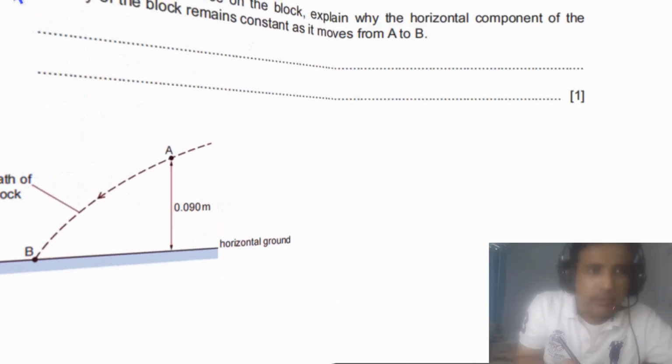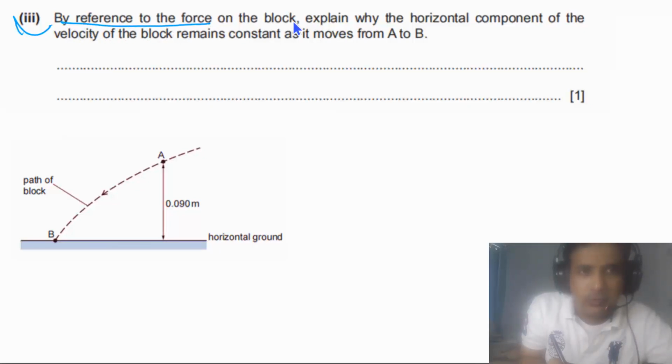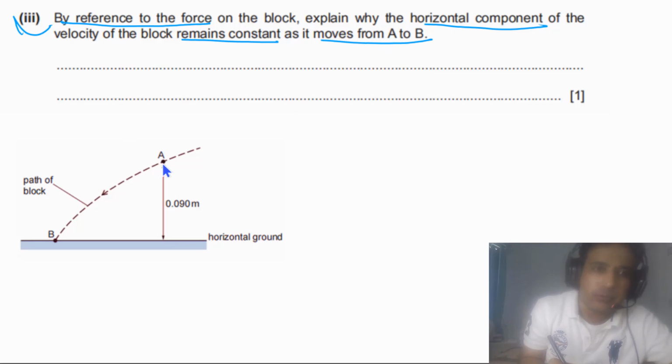Third part says, by reference to the force on the block, explain why the horizontal component of the velocity of the block remains constant as it moves from A to B. So for this purpose we need to understand, if we take the velocity of the block at point A, velocity is pointing in this direction, and this velocity has 2 components. One component is vertically downwards and one component is to the right.